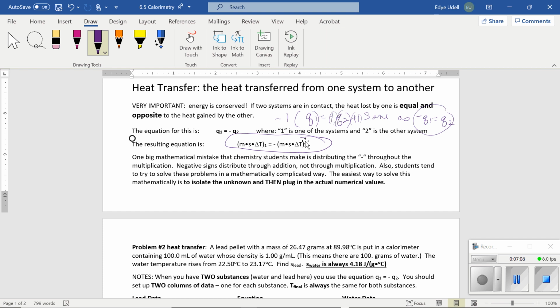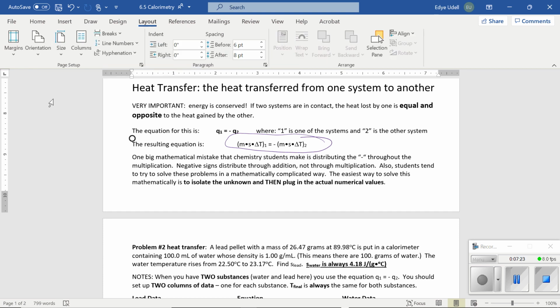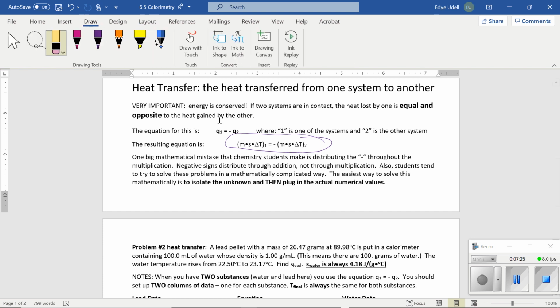Students always ask, why is Q1 negative Q2? Why isn't Q2 negative Q1? It doesn't matter which side you put the negative on. It's just by math terms, the negative can go on either side. It means the same thing mathematically.